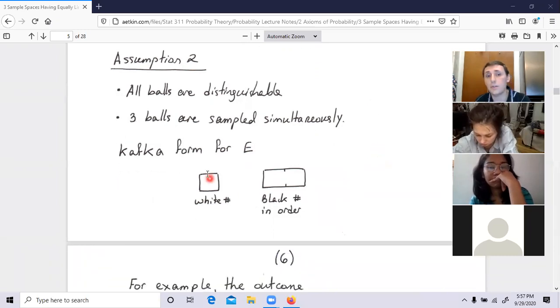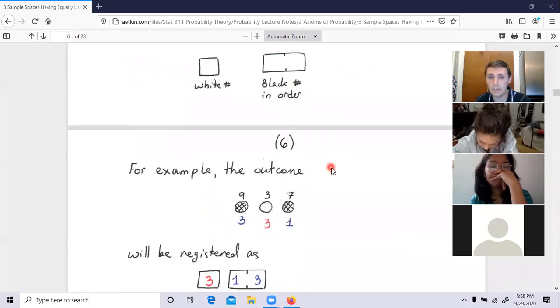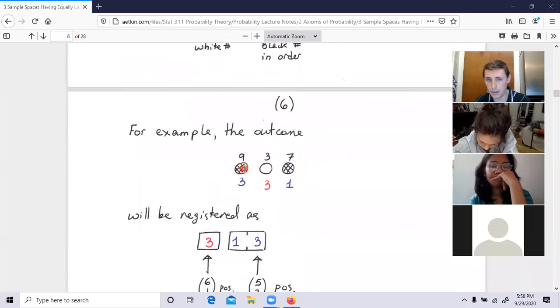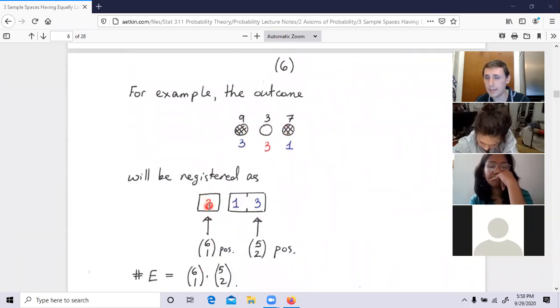So then I think of it this way. The white number and the 2 black numbers in order, which I see I don't have a full line here. I indicate by a dash that here I put a number in order. So for example, if the selected numbers were 9, 3, and 7, I will put the white number here, and I will put the black numbers in order from lowest ranked black number to the next black number. Good.